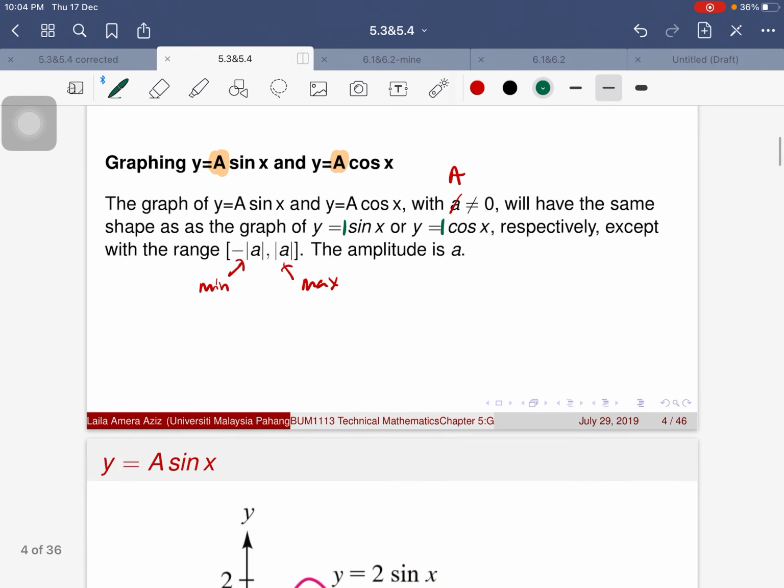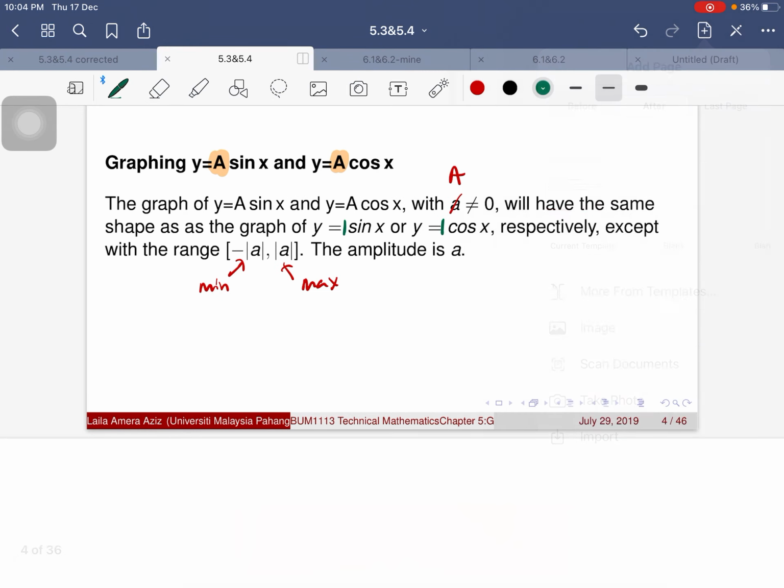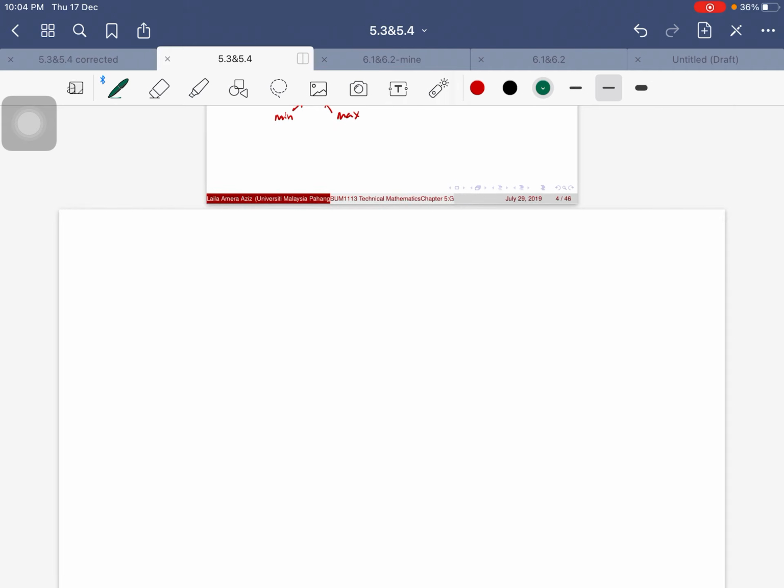Okay, let's recall first how the graphs of sin x and cos x look. I showed this to you during the previous topic, but now let's have a look at it again. I'm going to sketch a simple graph of y = sin x, and on the other side I'm going to sketch a graph of y = cos x, just to refresh the idea for you.